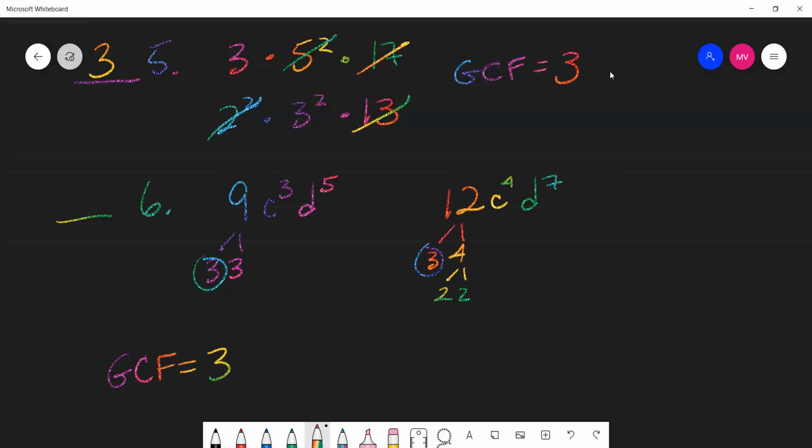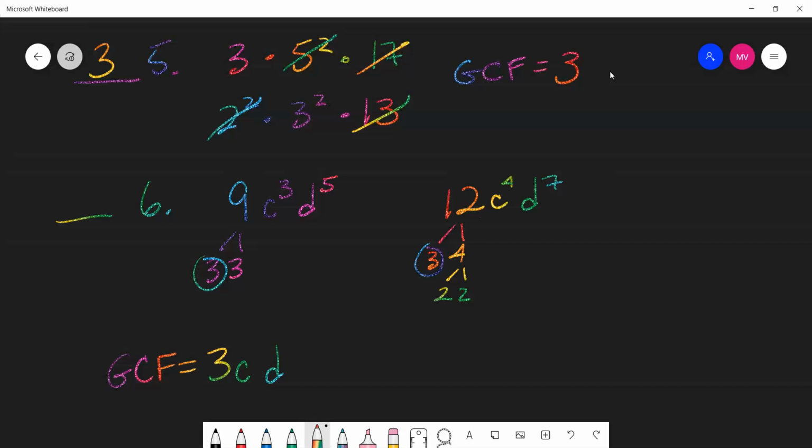And now look at your variables. So you want the same letter to exist in both numbers if you're going to include it in your greatest common factor. In this case, you can see that we have c cubed and we have c to the fourth. So we have c in both. So we're going to have some sort of c. And then we have d also in both, d to the power 5 and d to the power 7. So you're going to have a c and you're going to have a d.